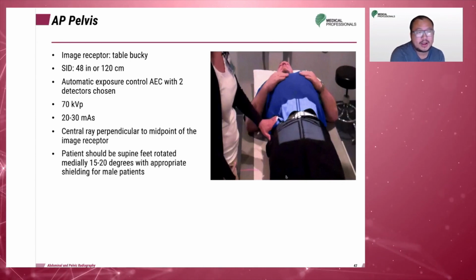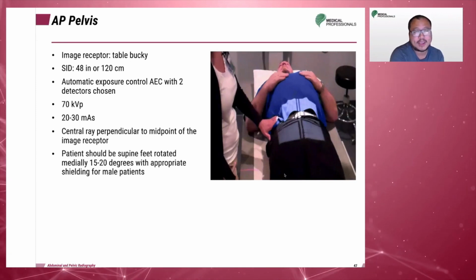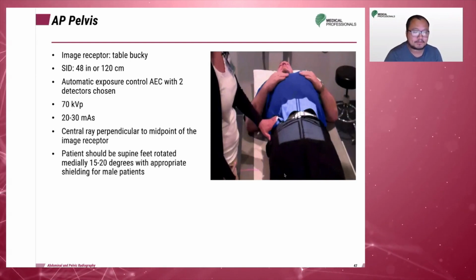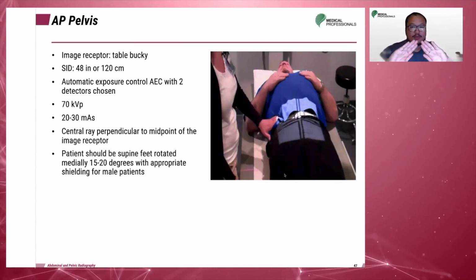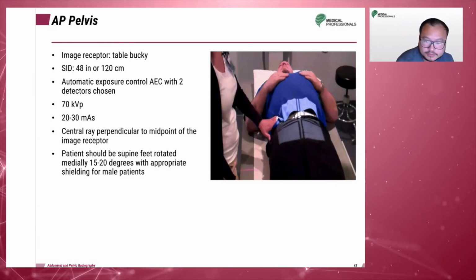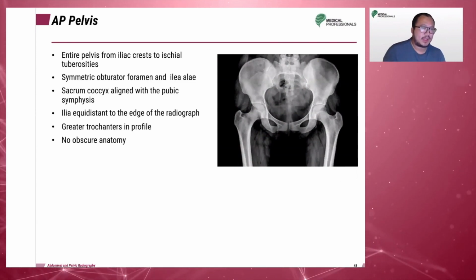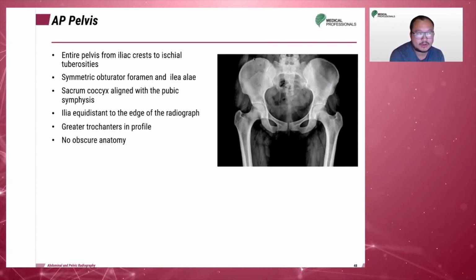Finally, we should rotate the patient's feet. So we're going to rotate the patient's feet 15 to 20 degrees internal. Okay, so these are our feet here. They're looking like this. We want to rotate them so that they are pigeon-toed like this. Okay, and this is what we're seeing here. Okay, so we want to include the entire pelvis from the iliac crest to the ischial tuberosity.